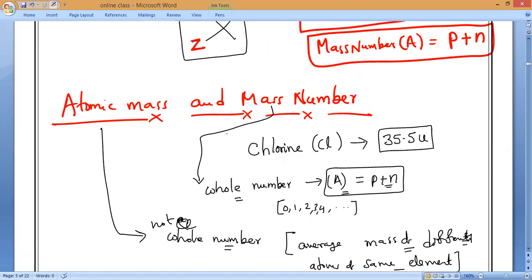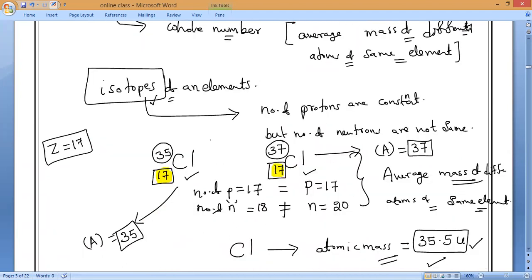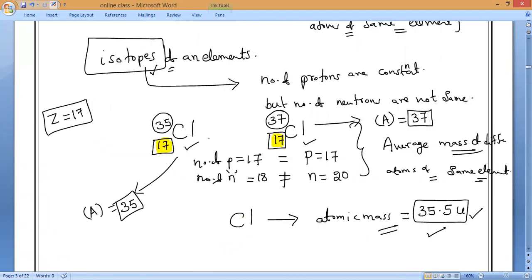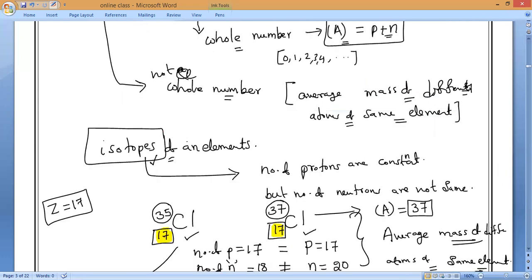If anybody has any doubt, you can ask me, or else we will go directly to the next concept called electronic configuration. So we finish this one. Anyone having doubt, you can ask. Clear, everybody?